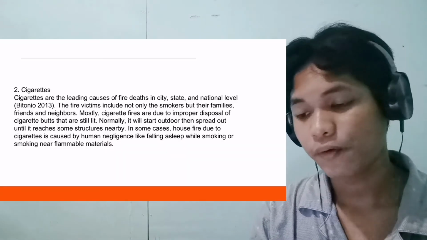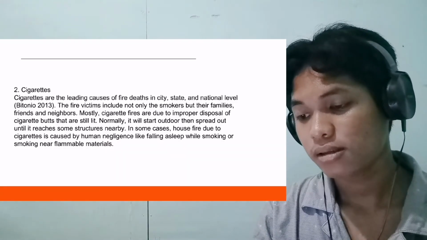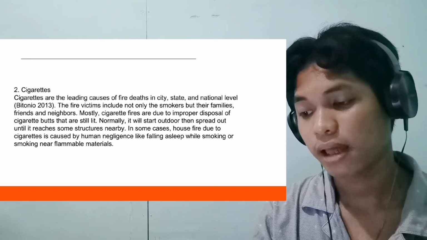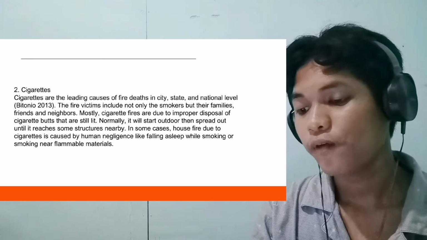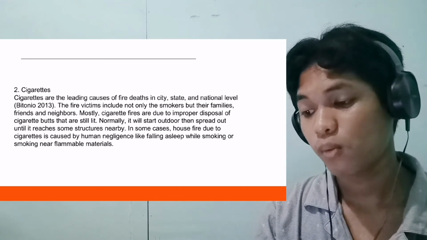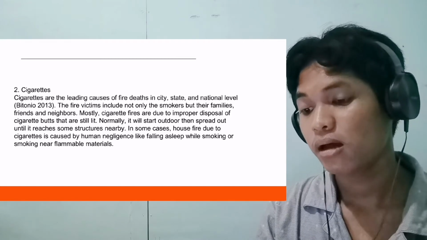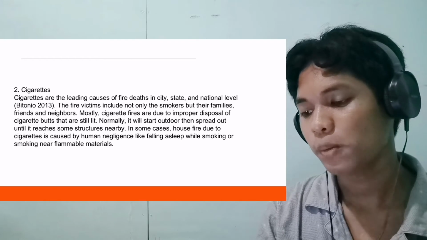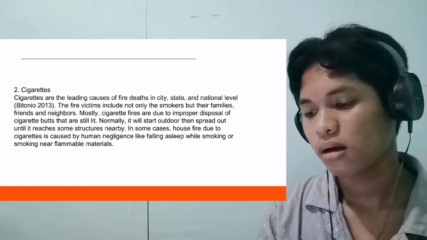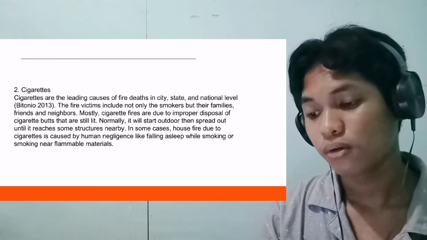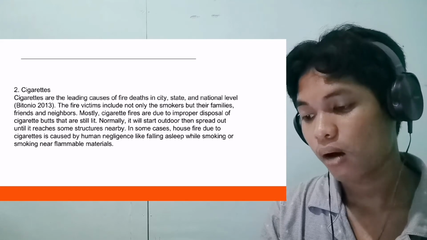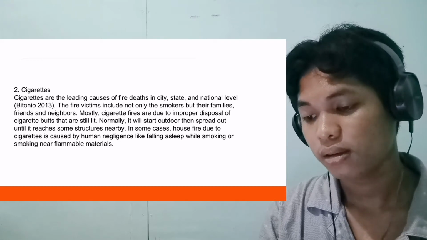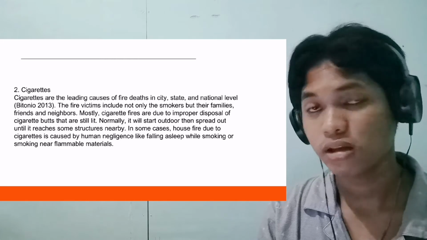Number 2. Cigarettes. Cigarettes are the leading cause of fire deaths in city, state, and national level. The fire victims include not only the smokers, but their families, friends, and neighbors. Mostly, cigarette fires are due to improper disposal of cigarette butts that are still lit. Normally, it will start outdoor then spread out until it reaches some structures nearby.